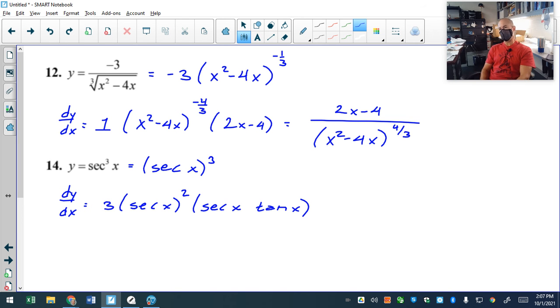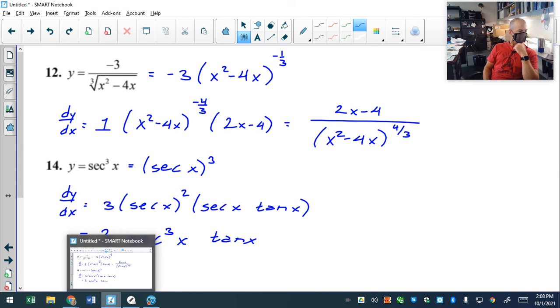Now again, you could write that. We have secant squared times another secant. This is all multiplication. There's no addition anywhere. And so you could rewrite that as 3, and that is secant cubed x and a tangent x. No need to, just pointing out that it could be done. Good. Good.